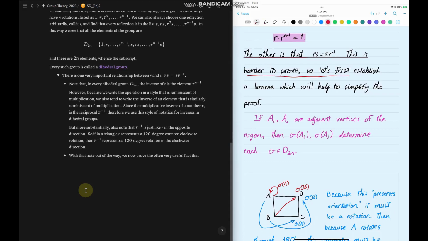This is harder to prove, so let's first establish a lemma which will help to simplify the proof. If A_i, A_j are adjacent vertices of the n-gon, then sigma A_i, sigma A_j determine each sigma in D sub 2n.